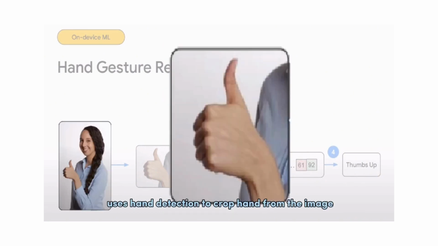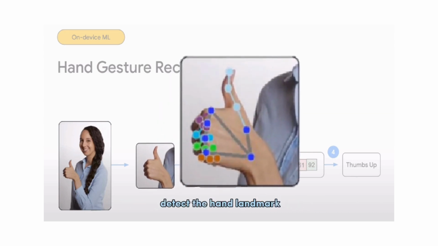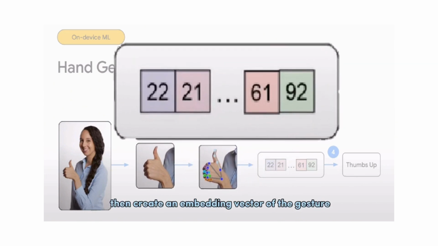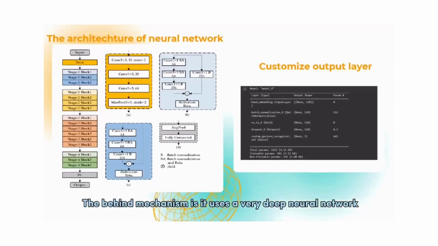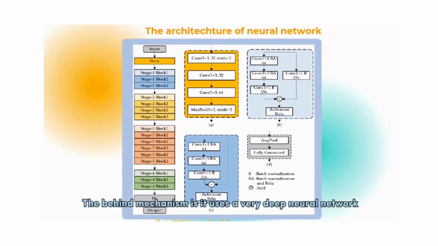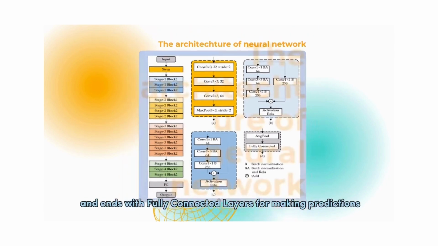It uses hand detection to crop the hand from the image, detects the hand landmarks, creates an embedding vector of the gesture, and predicts the hand gesture. The mechanism behind it uses a very deep neural network. This network begins with input layers, then moves through convolution layers to extract features. It uses residual blocks for handling depth, pooling layers to reduce dimension, dropout layers to limit overfitting, and fully connected layers for making predictions.